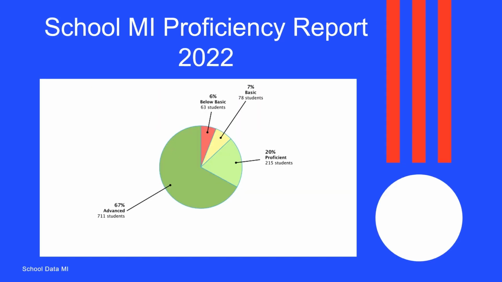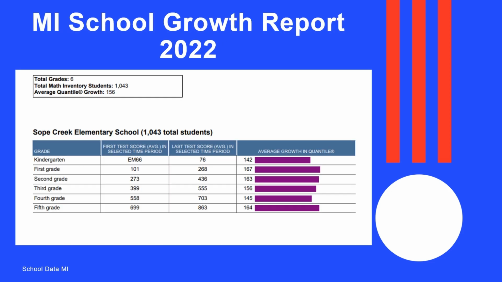The school math proficiency report, 67% are in the advanced range. And this is really a better chart, the pie chart, because it shows you the actual amount of students. So when you're looking at below basic, you're looking at 63 students in a pool of 1,000. So that's a good amount. And this shows the end of the year growth in students for MI from kindergarten through 5th grade.